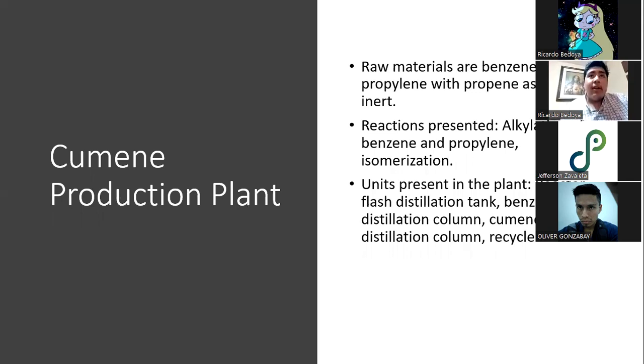For our production plant, we did exhaustive research in order to establish a new plant using raw materials benzene and propylene with propane as an inert, using the reactions: alkylation of benzene, alkylation of propylene, and isomerization of the isopropyl benzene. Also, the units present in the plant are a reactor, a flash distillation tank, a benzene distillation column, and a Cumene distillation column for the separation units. And also, for project purposes, we use a recycle stream.